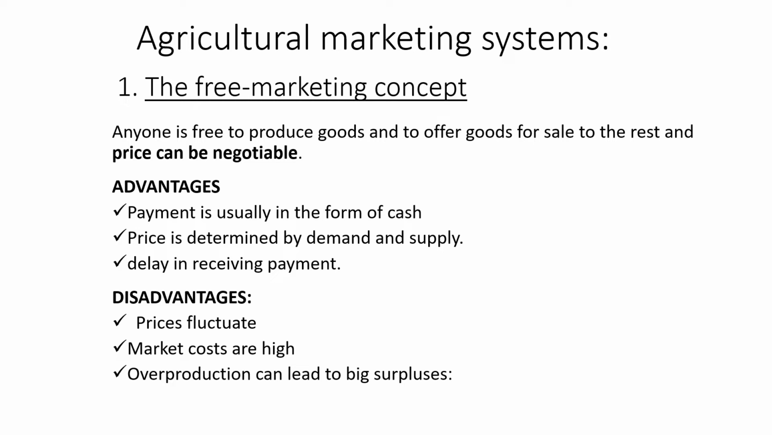And also your market costs are high, because in a free market system, the supplier, the person who wants to create something or sell something, has to market his own products. Usually, whether this is via the internet or newspapers or pamphlets or whatever, that person has to do the marketing. Or if somebody else does it for that person, then obviously they have to pay that person. So market costs are still high. And the last one they mention there is that if overproduction happens, it can lead to surpluses.